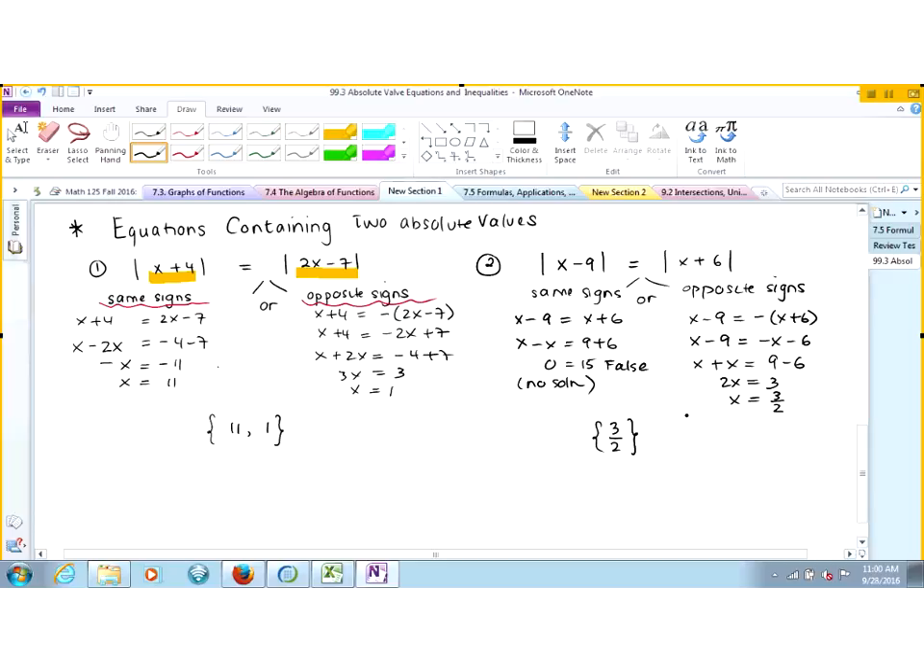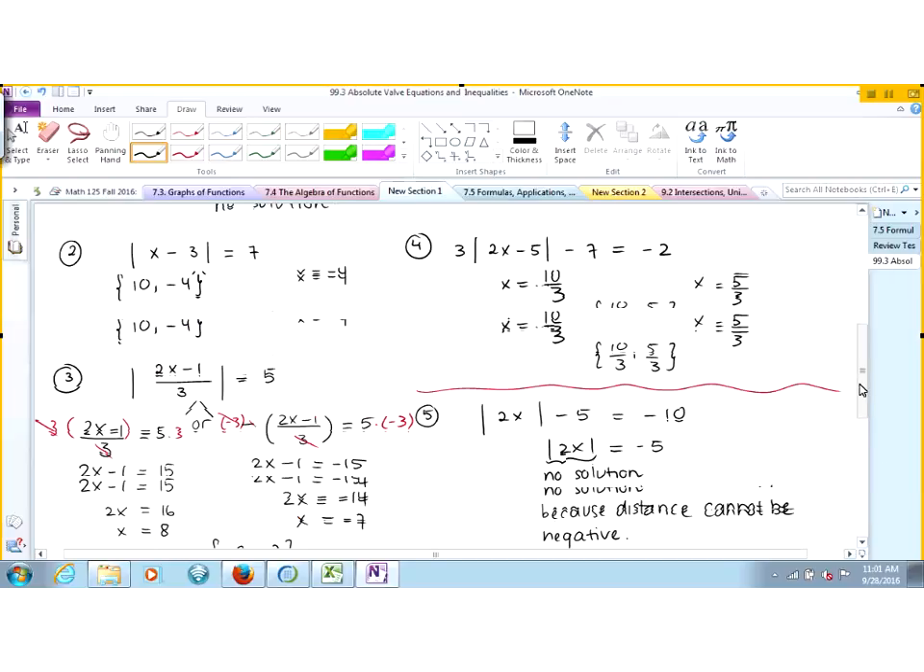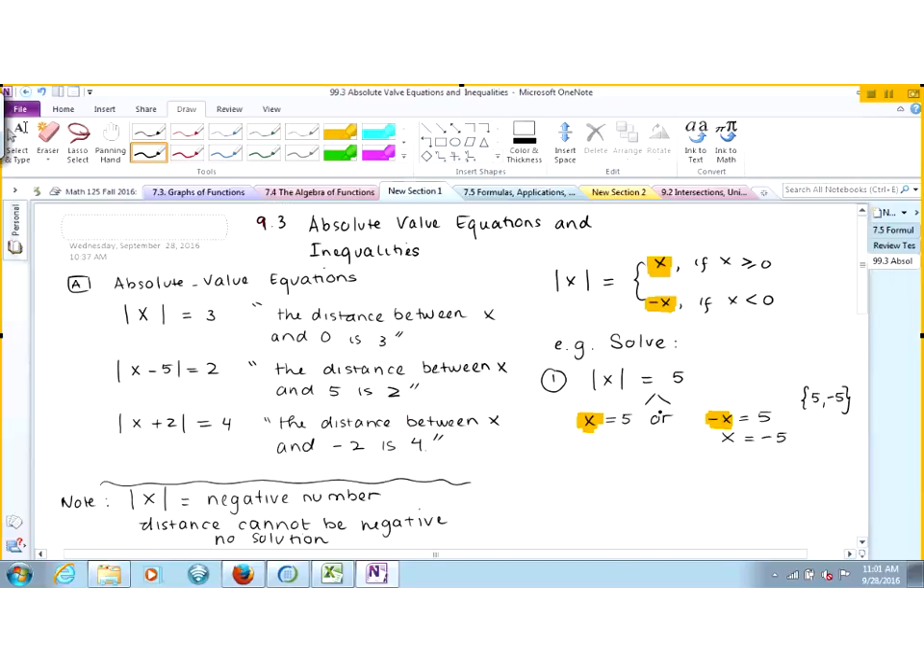Now we're doing inequalities. Inequalities containing two absolute values. Before that, I'd like to draw first. I'm going to go back and then I'm going to draw what I mean. Are you guys ready? Now, I'm going to go back to the first one.